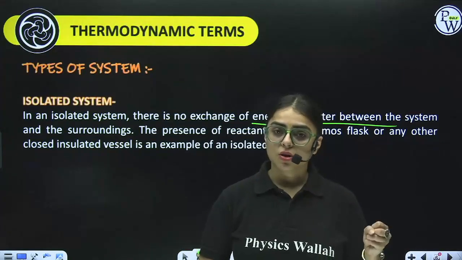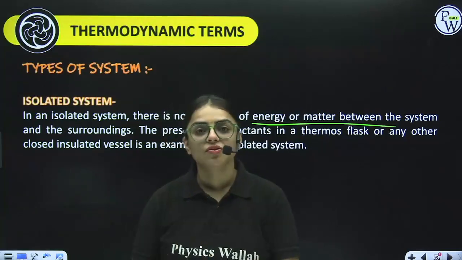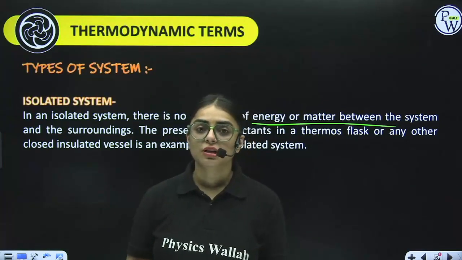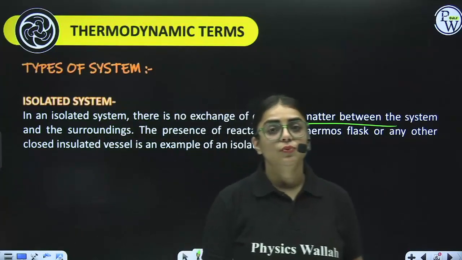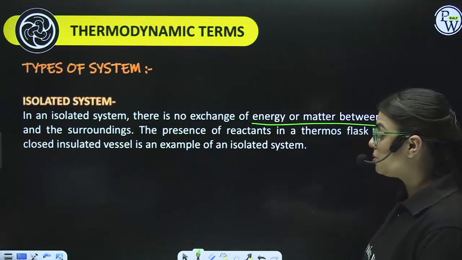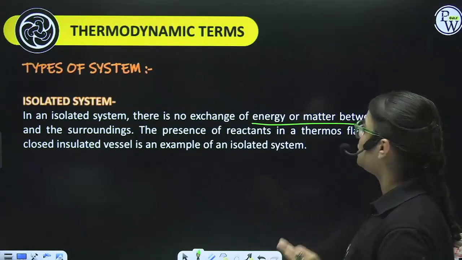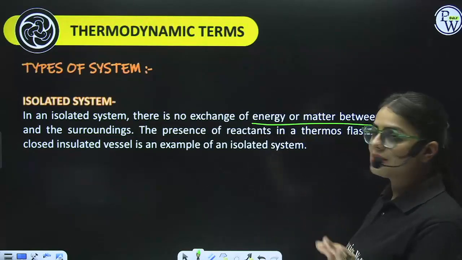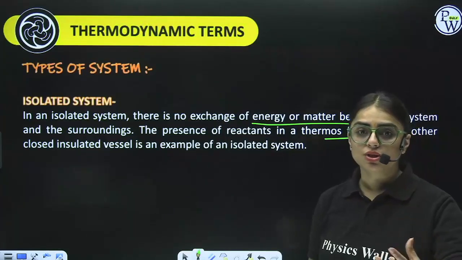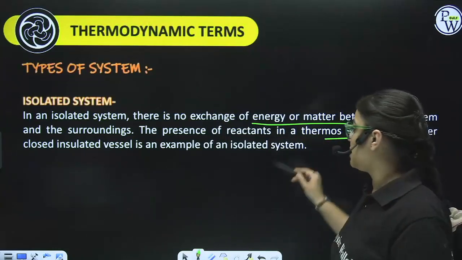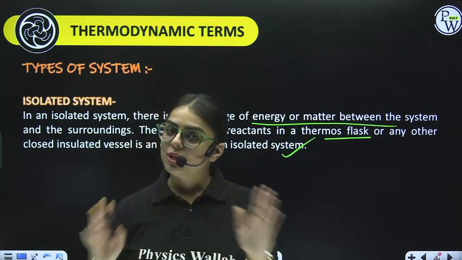So what happens in that? When it is closed from the top, it is a thermoflask. It will maintain the temperature also. That means there is no exchange of energy, no exchange of matter. But if you open it from the top, the exchange of energy and matter will take place. So the thermoflask is an example of this. In an isolated system, there is no exchange of energy or matter between the system and the surrounding. The presence of reactant in a thermoflask or any other closed insulated vessel is an example of an isolated system. Now you know the types of system, students. Is it clear to each and every one of you?